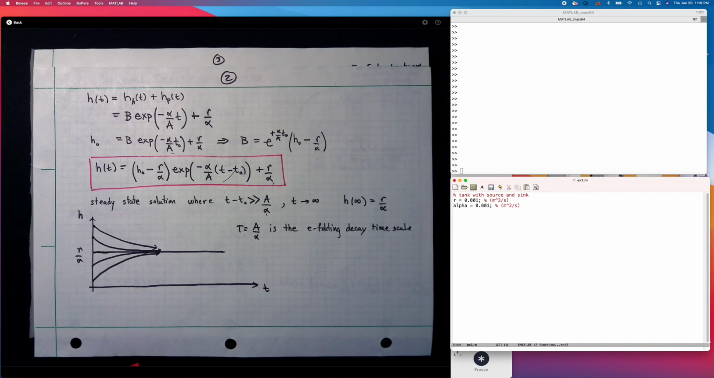And then I'm going to code up the initial condition. So T naught, let's say we'll start at 0. H naught, let's start at 2 meters, for example. And then the analytic solution, H analytic, is going to be a function of T, which is equal to H naught minus R over alpha times the exponential function of minus alpha divided by A. I have to specify what A is. Star T minus T naught plus R over alpha. And for A, let's assume that it's got a cross-section area of 1 square meter.